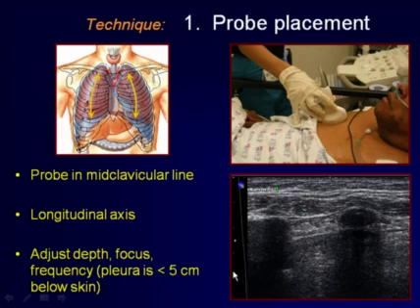The depth and focus should be adjusted, especially if this is being done after a focused assessment by sonography and trauma or FAST exam, because in that exam deeper cavities in the body are examined, and now we're examining relatively superficial structures. The maximum depth from the skin to the pleura, even in a very heavy person, is about 5 centimeters. So the depth should be adjusted accordingly, and here you can see the focus has been adjusted as well at the correct level.